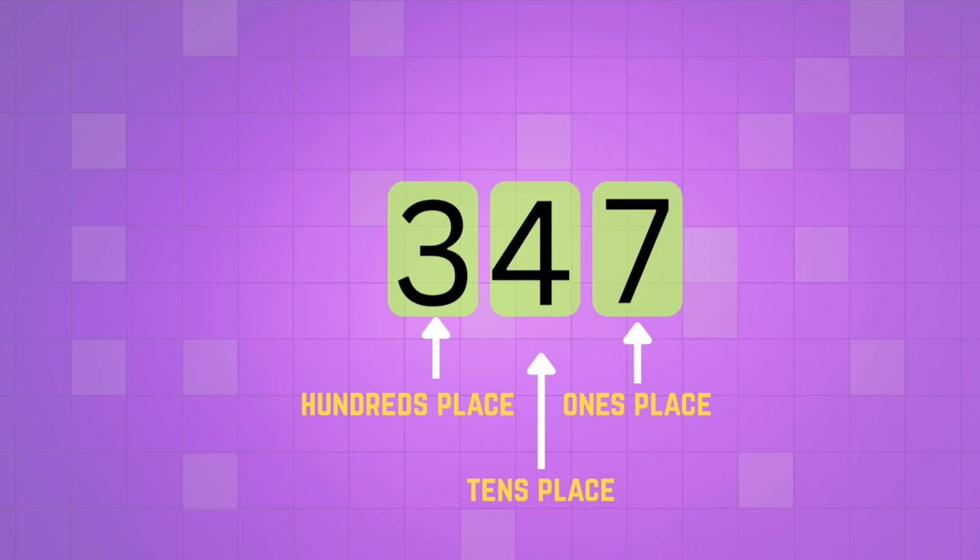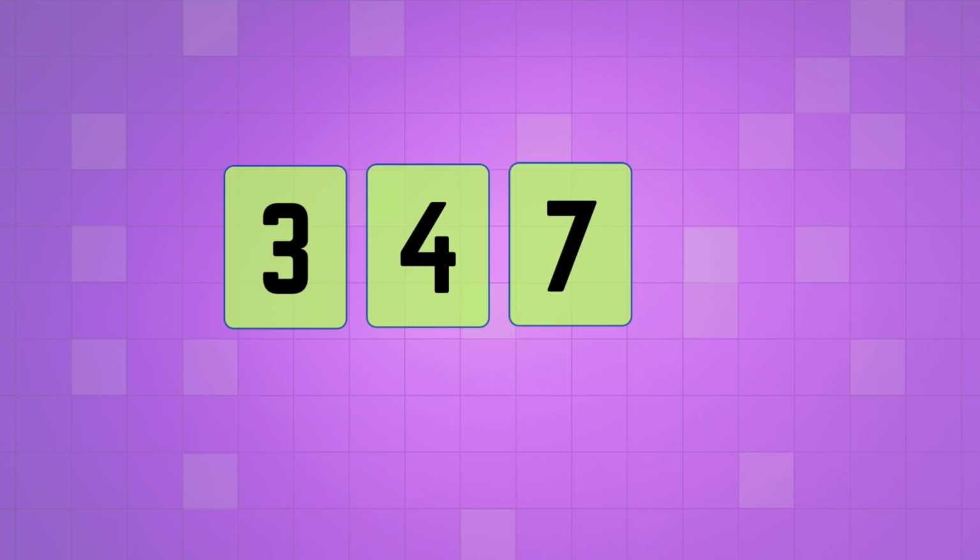Now let's look at each digit. The 7 is in the ones place, the 4 is in the tens place, the 3 is in the hundreds place. So what does that mean? The 3 is sitting in the hundreds place, which means its place value is 300. So even though it's just the digit 3, because of its place, it actually means 300.